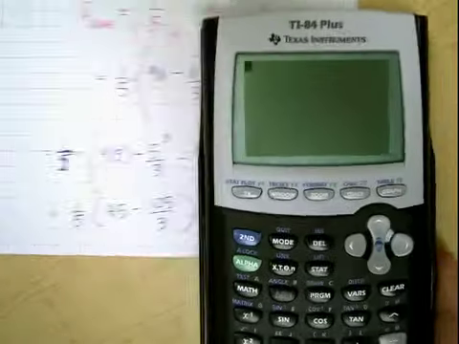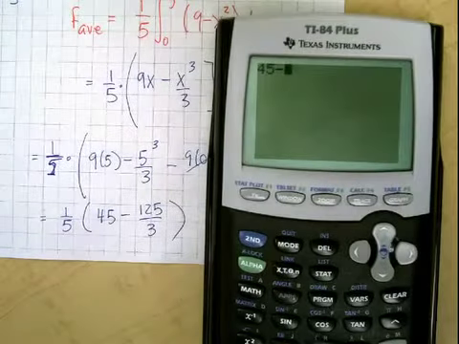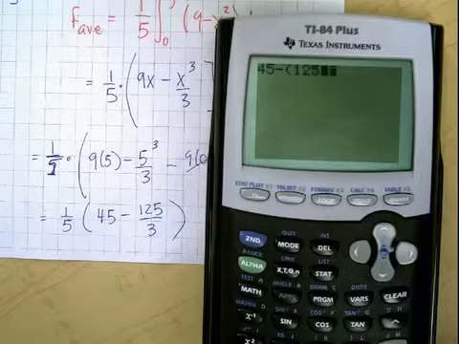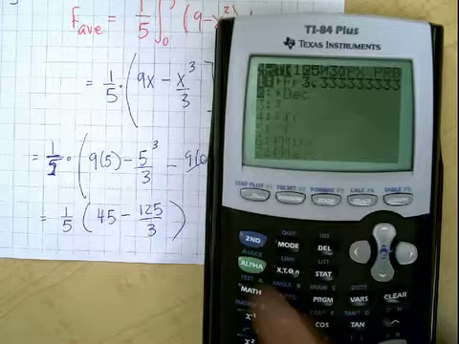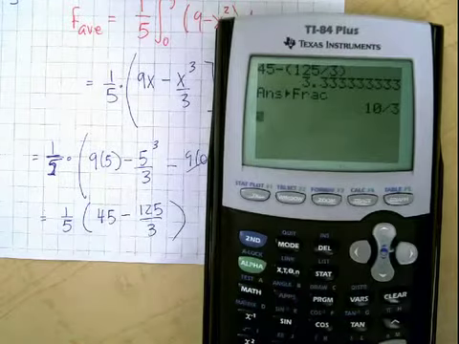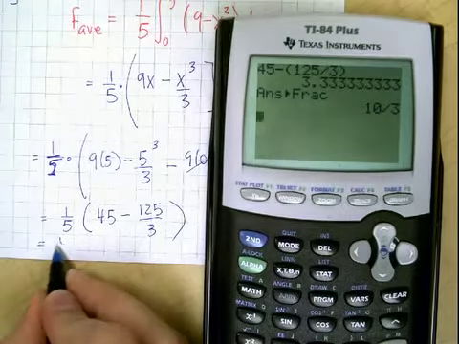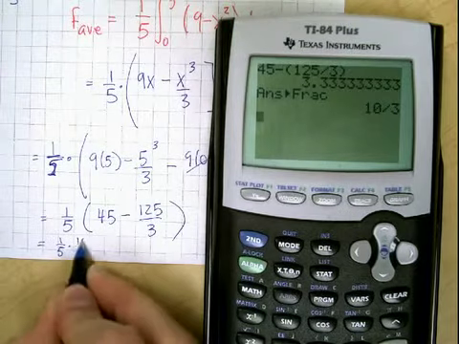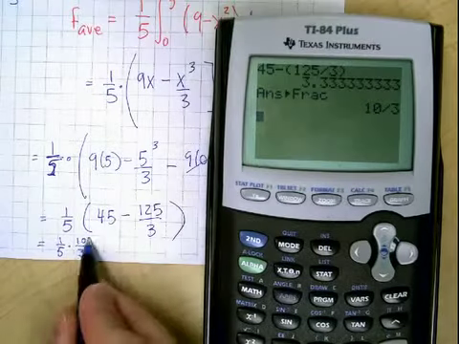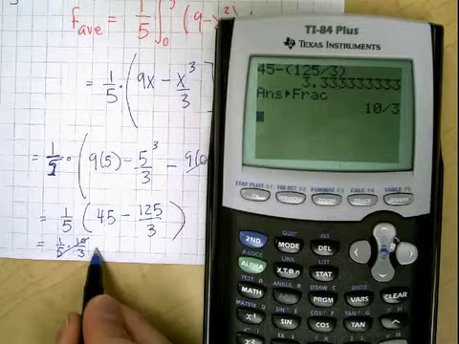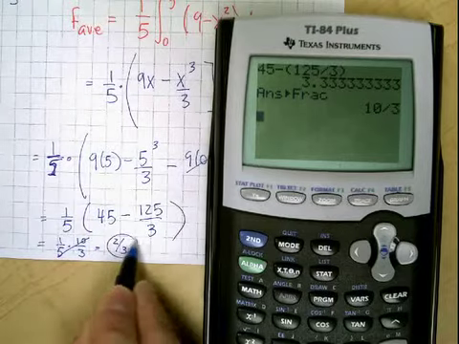So I'll scoot this over so we can see both things. I'm going to do 45 minus 125 divided by 3. 3.3 repeating, or if you wanted to make it a fraction, 10/3. So we have 1/5, we have down at the bottom here, we have 1/5 times 10/3, which if we reduce that, 10/5, we can reduce that down and make it, the final answer is 2/3.